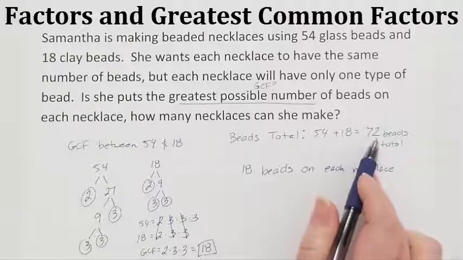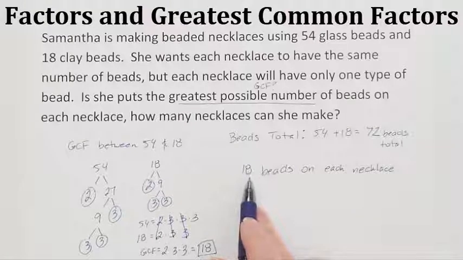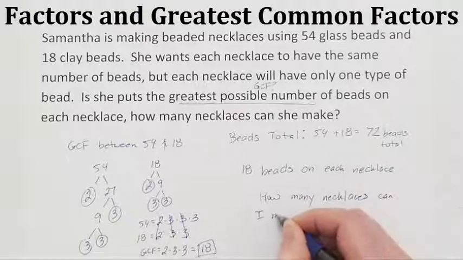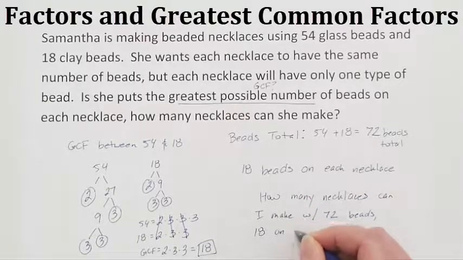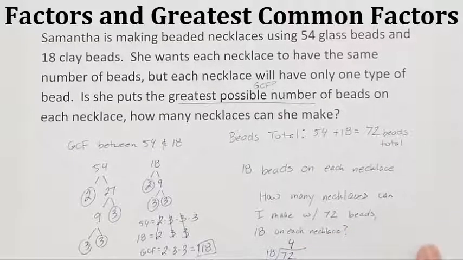If I have a total of 72 beads, and I'm going to break that into necklaces of 18 each, how many necklaces am I going to get? So how many necklaces can I make with 72 beads if I know 18 are going to be on each necklace? Well, I'm going to take my 72 beads and divide it by 18, and you end up getting 4. So I'm going to get a total of 4 necklaces.